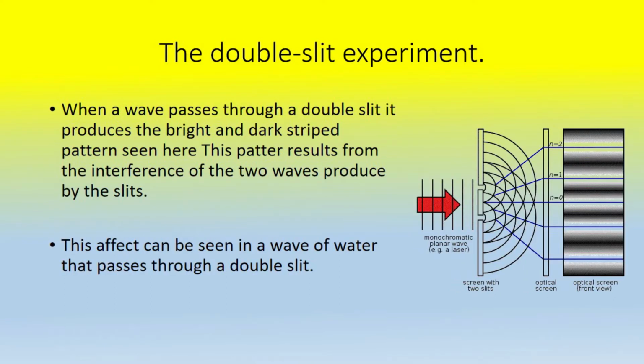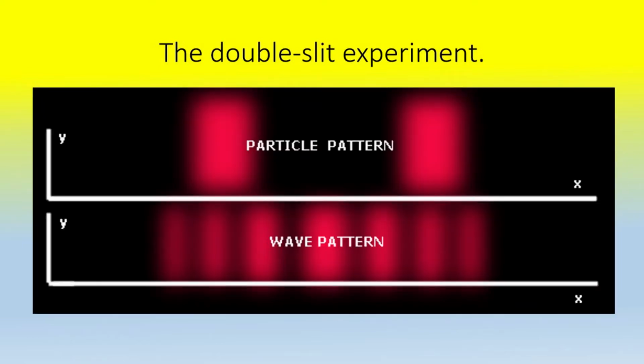When waves pass through a double slit, it produces the bright and dark stripe pattern seen here. This pattern results from the interference of the two waves produced by the slits. This effect can be seen in a wave of water that passes through a double slit. Here is a side-by-side comparison of the two patterns. The top is the pattern produced by classical particles, and the bottom is the interference pattern produced by a wave.